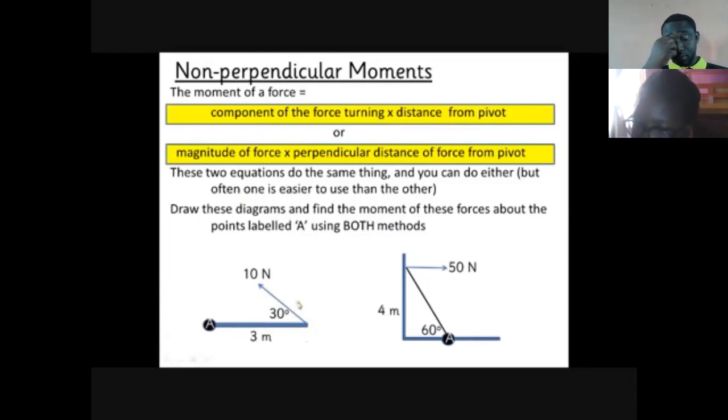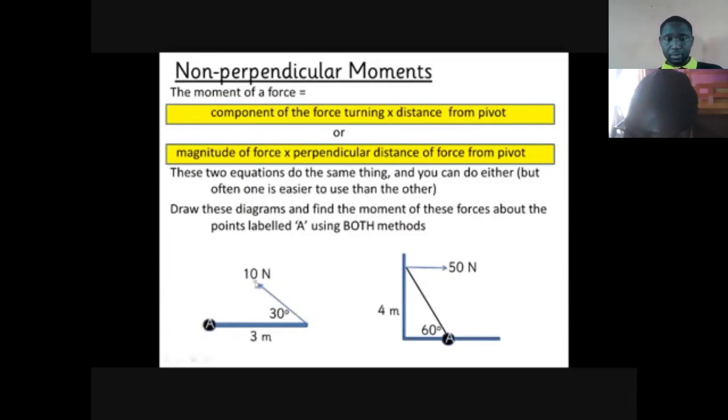Moments with forces which are not perpendicular to the pivot are a little bit trickier to work out. Hopefully if you understood resolving forces properly, you'll see that this force here isn't totally trying to turn around the pivot. This force is trying to push it in towards the pivot. So there's two ways that we can work out the moment here. One is to just take the component of that force which is pulling in this direction. That's the bit that's actually trying to make the thing turn. Or the other way is to work out the perpendicular distance of that whole force from the pivot.